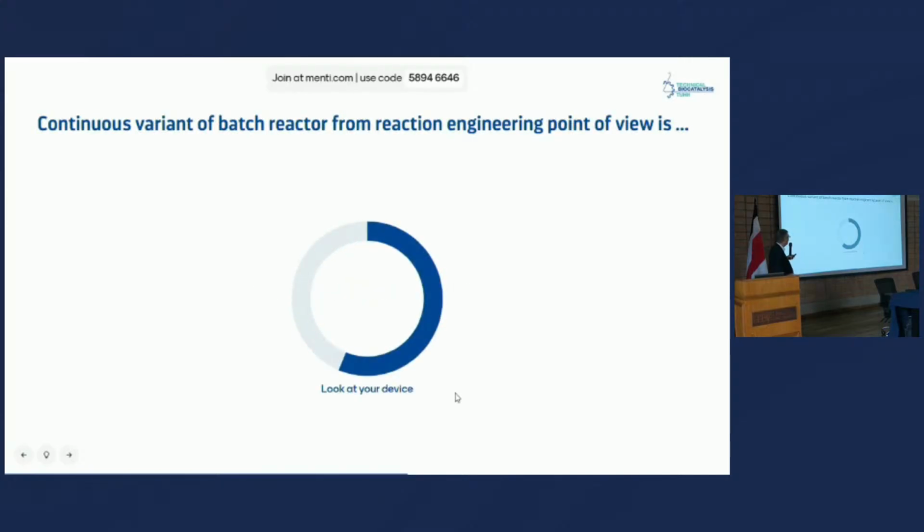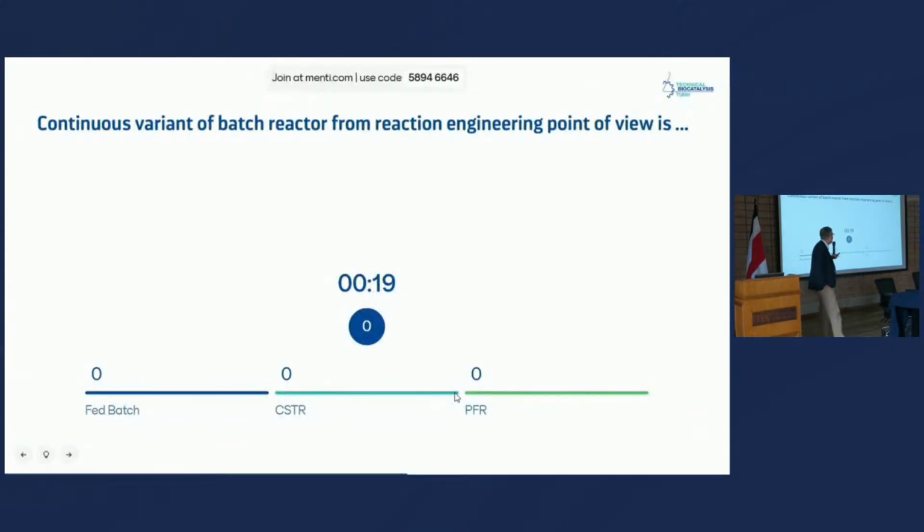What is a continuous variant of a batch reactor from a reaction engineering point of view? Is this a fed batch, a CSTR, continuous stirred tank reactor, or the plug flow reactor we've seen? So which one might be the continuous variant? We can safely transfer the performance of a batch reaction without any thinking.